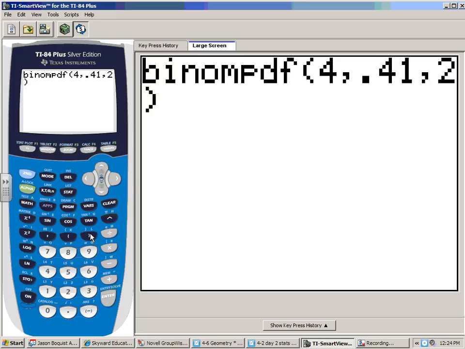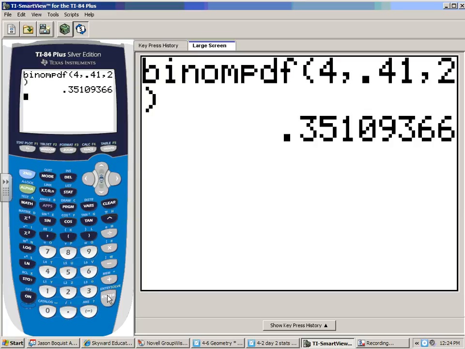Right? Did I hit the right function, so to speak, the right program? Yeah. PDF, probability distribution. I'm not trying to add them up. I just want to know one of them. And there's 4 of them. Chance is 41%. I want to know what's the probability that exactly 2 of them prefer reading, right? Surprised?